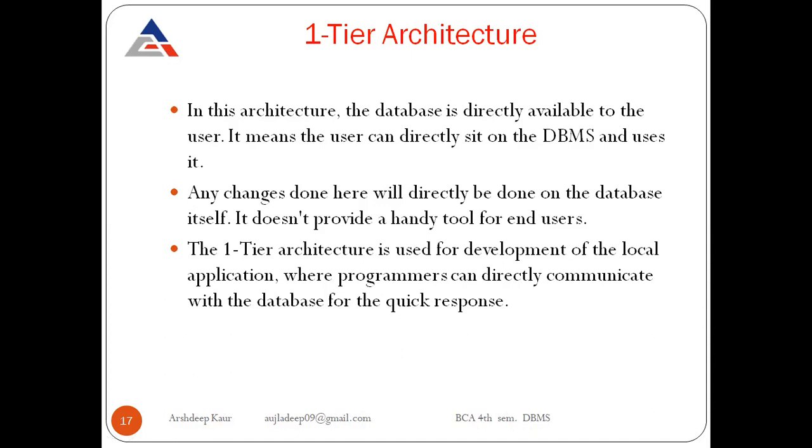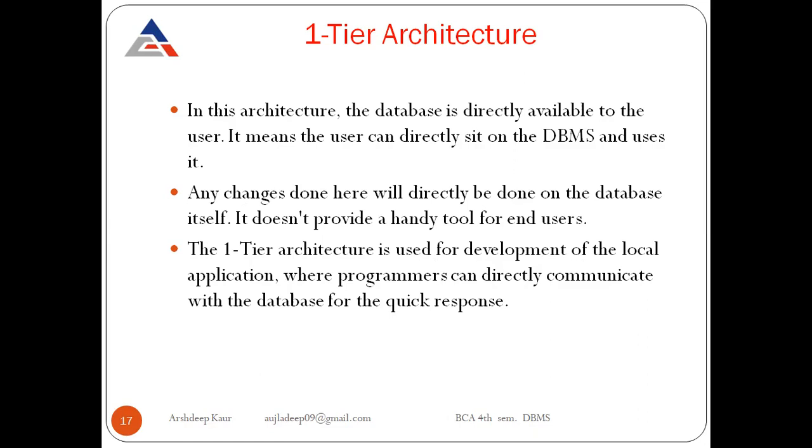In one-tier architecture, as a user, we can directly send commands to the DBMS, and after processing the instructions given by the user, the DBMS directly sends the result back to the user. Any change done here will be done directly on the database itself. So there is a direct relationship between user and DBMS. The one-tier architecture is used for development of local applications. Basically, it is used for designing simple and local applications where the programmer or user can directly communicate with the database for quick response.